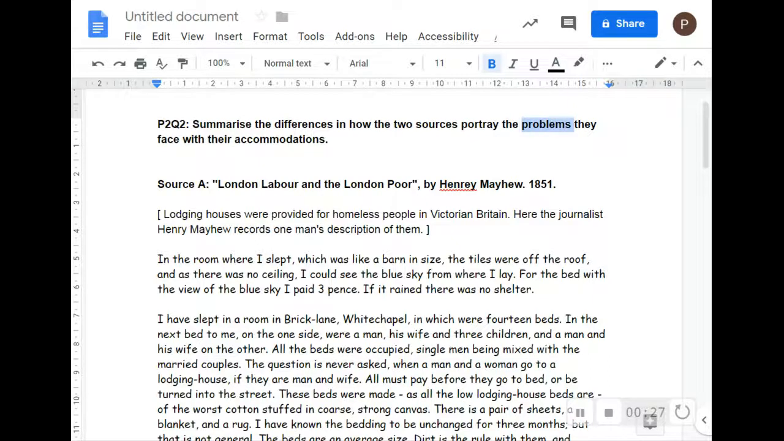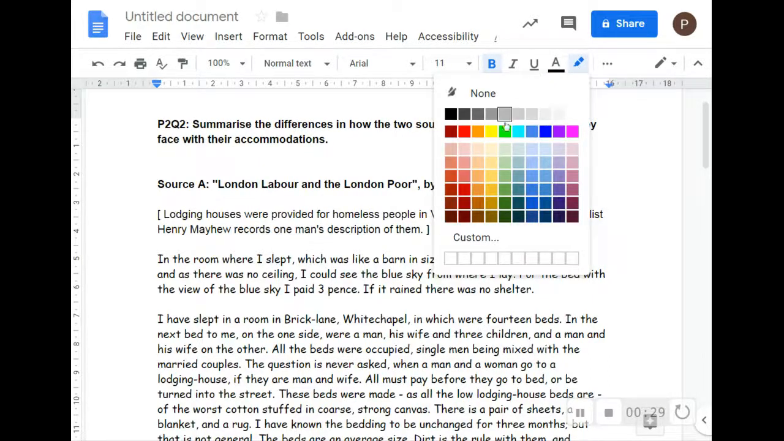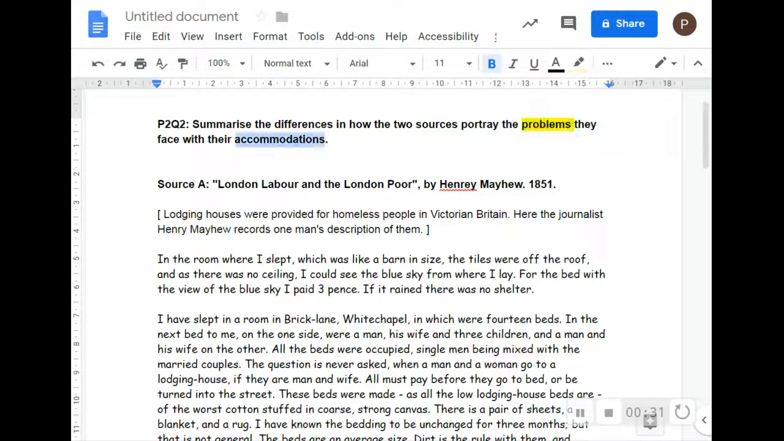When I read this question, I want to highlight what I think the important parts are, and that would be problems as well as accommodations. Problems, because I'm going to be looking just for things that are negative about them, and accommodations, because I can't find any problem. I need to find a problem that has to do with where they're sleeping.